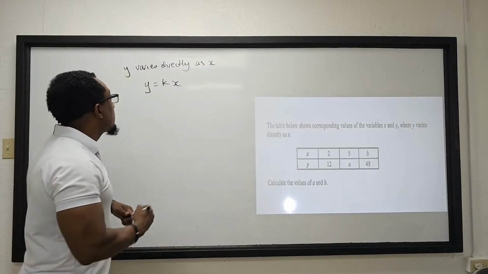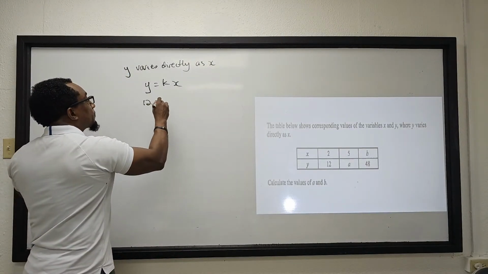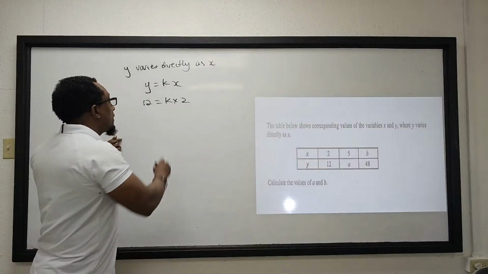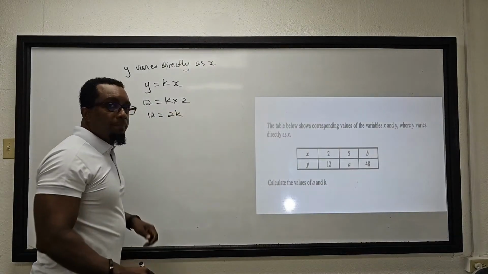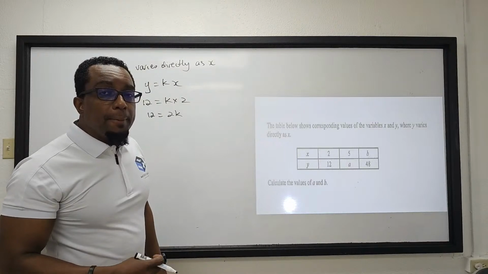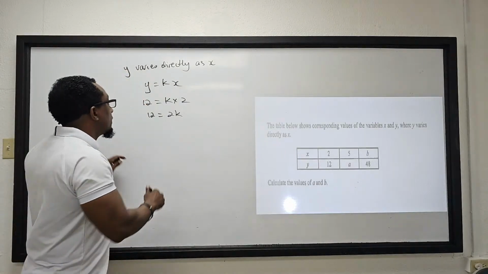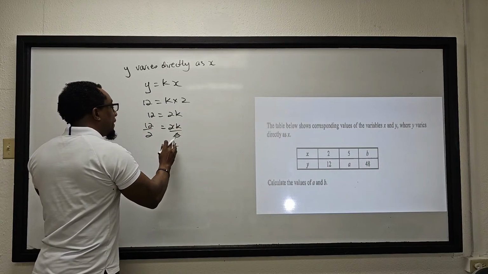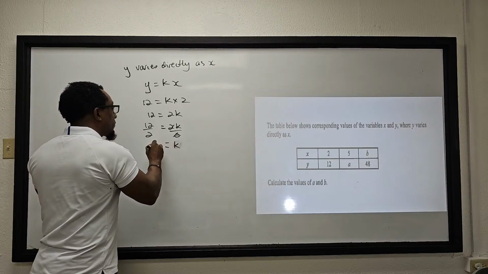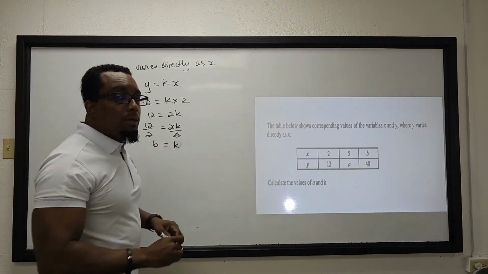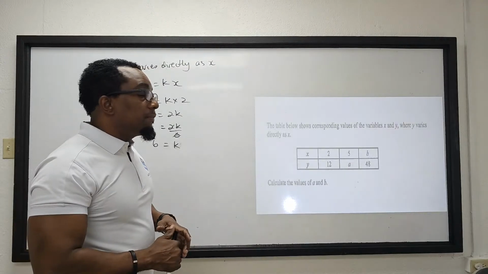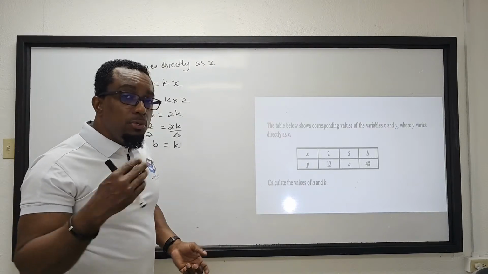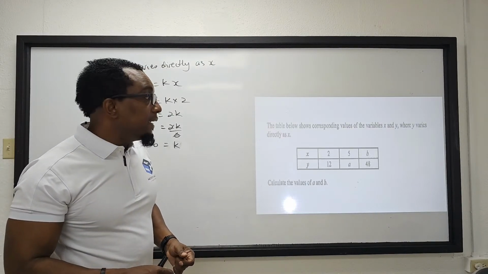So this will be simply replacing y with 12 is equal to k times x, which is 2. This is the same as 12 is equal to 2k. And I can make k the subject by dividing both sides by 2. So this is 2k over 2, 12 over 2, k is equal to 6. So the constant of proportionality between the variables x and y in a relationship is 6. So let us use this now to help us to find a and b.